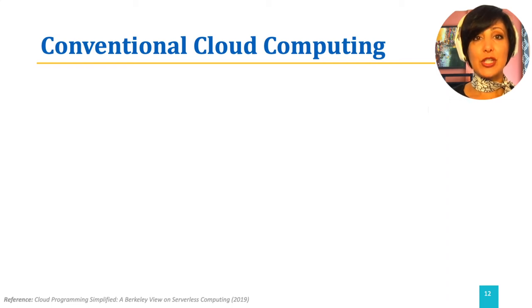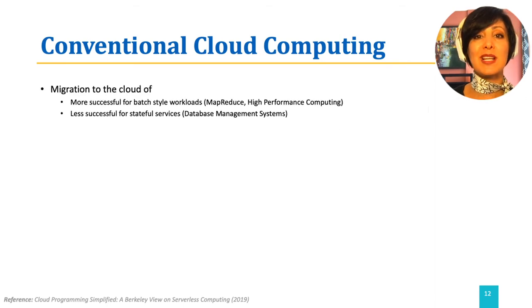The wave of migration to the cloud started more than a decade ago, when conventional cloud services in the form of access to virtualized hardware instances in the cloud gained more popularity. Hardware virtualization services like EC2 initially gained more interest than application-specific offerings like Google App Engine. Using this model, the migration from the premises to the cloud was more successful for batch-style workloads, such as MapReduce and high-performance computing, and less successful for stateful services such as database management systems.